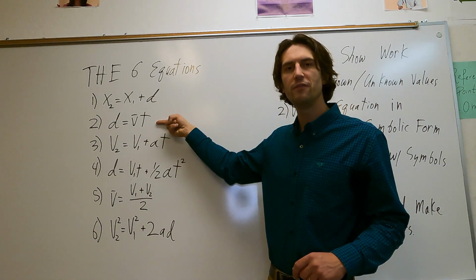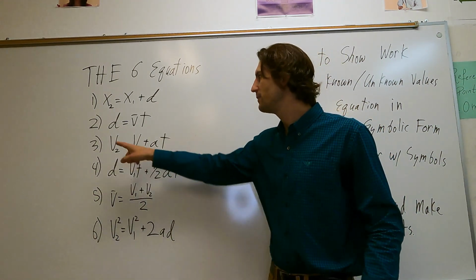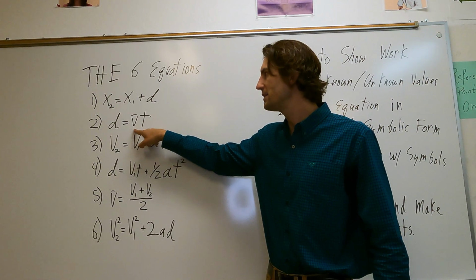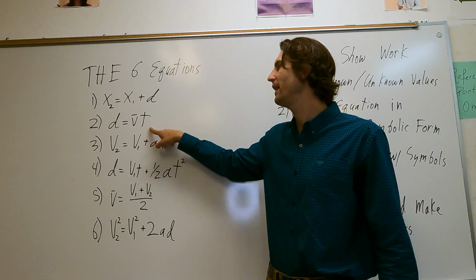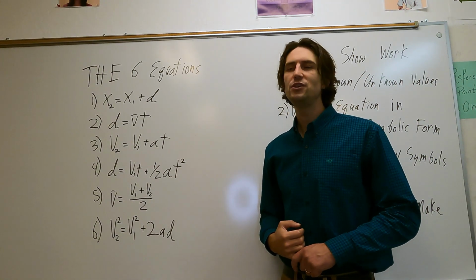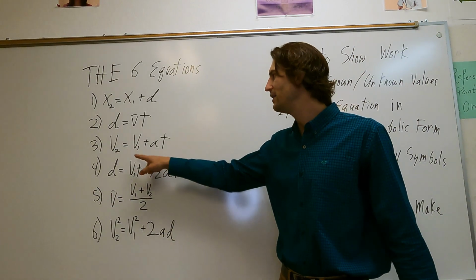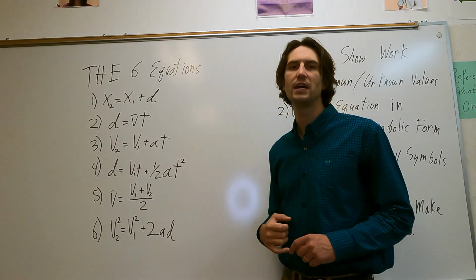Number 2, d is equal to v bar t. Friendly reminder that v bar is average velocity, right? So my displacement is equal to my average velocity times the time that I traveled at that average velocity. Equation number 3, v2 is equal to v1 plus at. This means my final velocity is equal to my initial velocity plus my acceleration times my time.